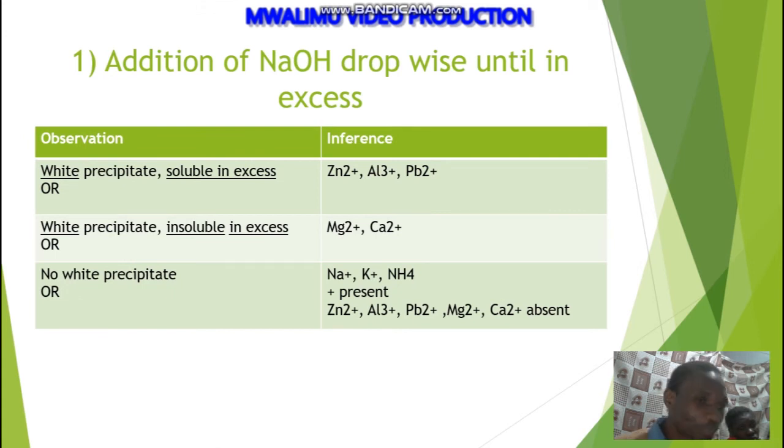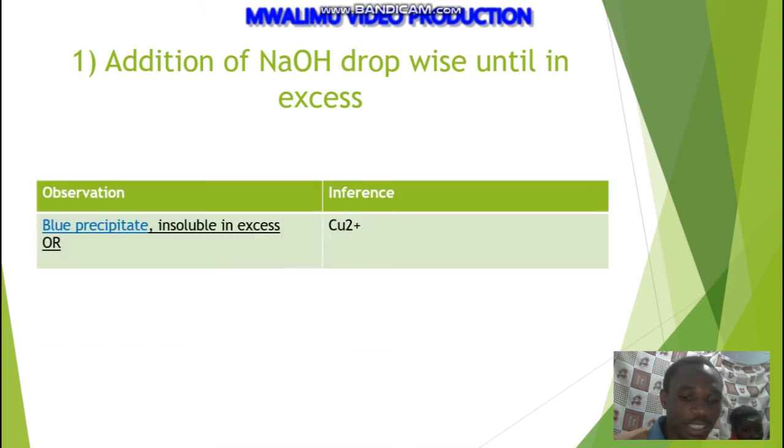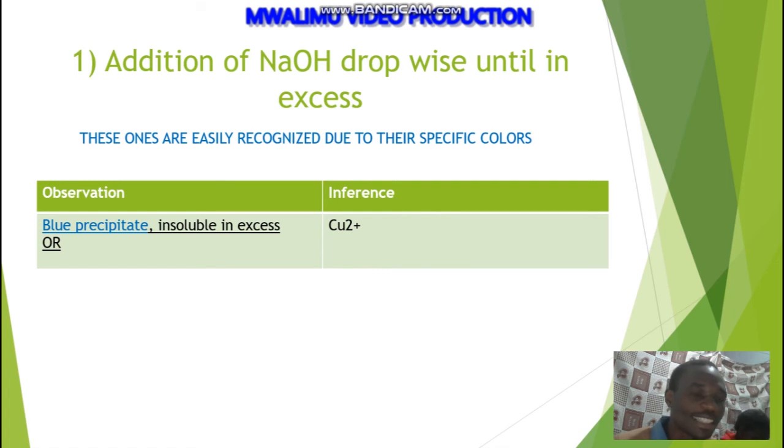Then, if you do not see any white precipitate, that means that the ones that we have mentioned above are not present, or they are absent, okay? Yeah, they are absent. Or the ones that may be present are sodium, potassium, and ammonium, okay? If you do not see any color change when we add sodium hydroxide dropwise until in excess, then these ones are the easily recognized due to their specific colors.